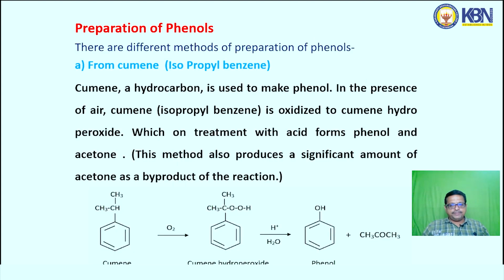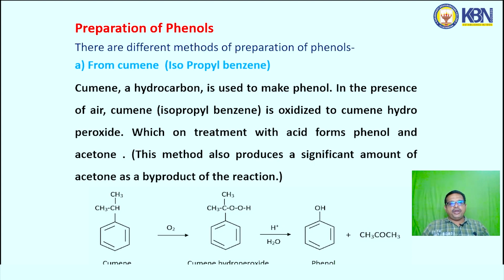The second topic is preparation of phenols. We have different methods of preparation of phenols. The first one is preparation of phenol from cumene. Cumene means isopropyl benzene. Isopropyl benzene is called cumene. See, cumene is a hydrocarbon used to make phenol.